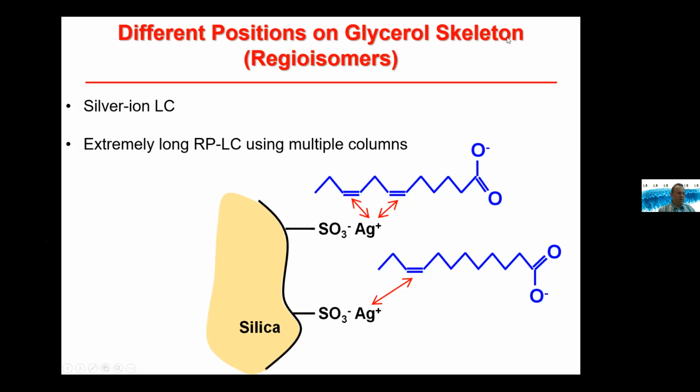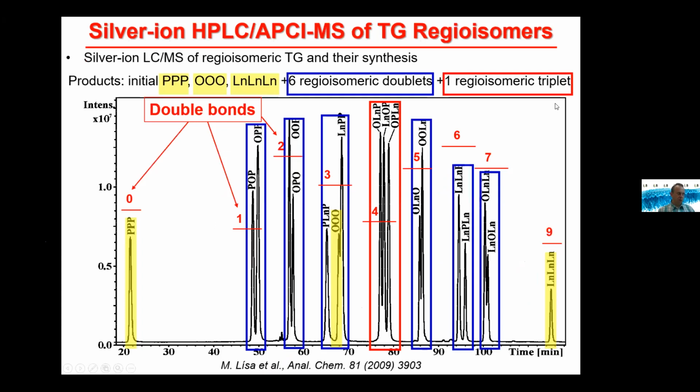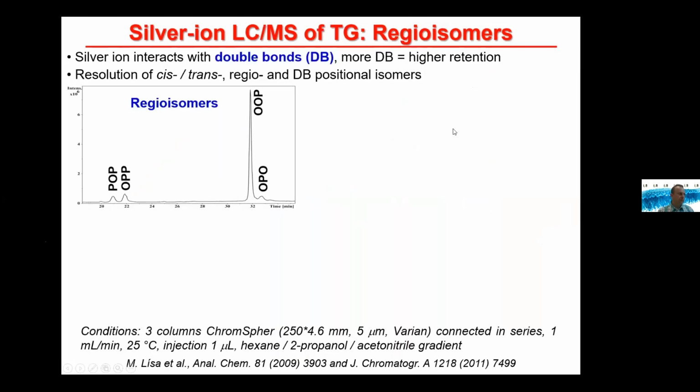So different positions on the glycerol skeleton means regioisomers, again separated by either silver ion chromatography or very long reverse phase columns. Here you see the randomization mixture obtained from tripalmitin, triolein, and trilinolenin, and this way you obtain 6 regioisomeric doublets and 1 regioisomeric triplet. You are able to separate almost all of them to baseline using silver ion chromatography.